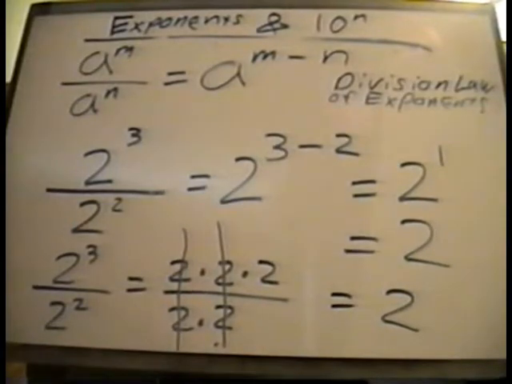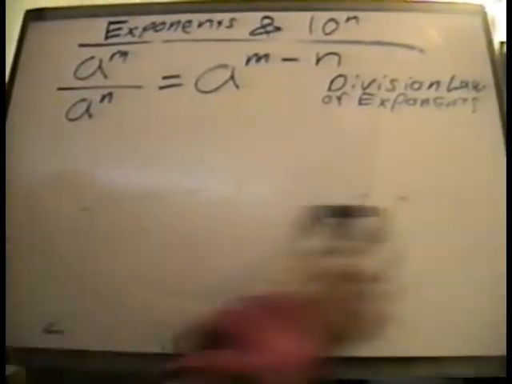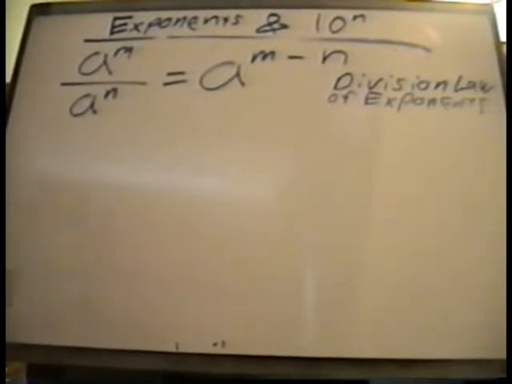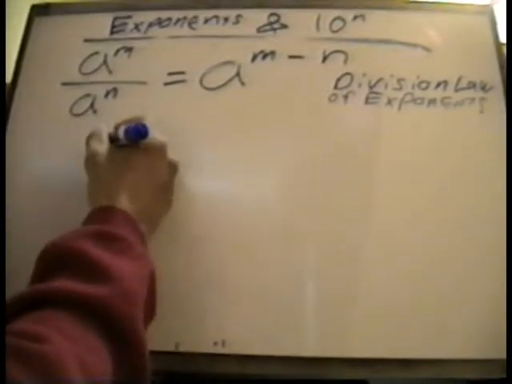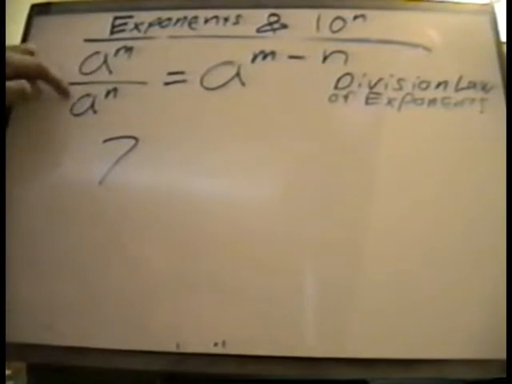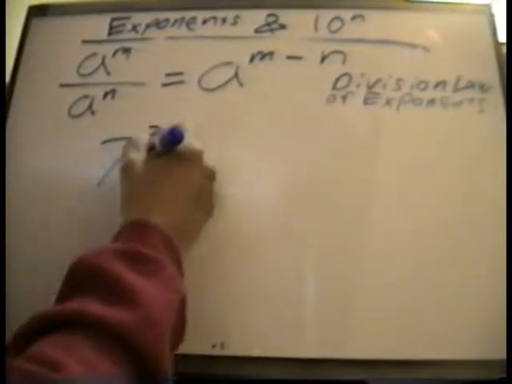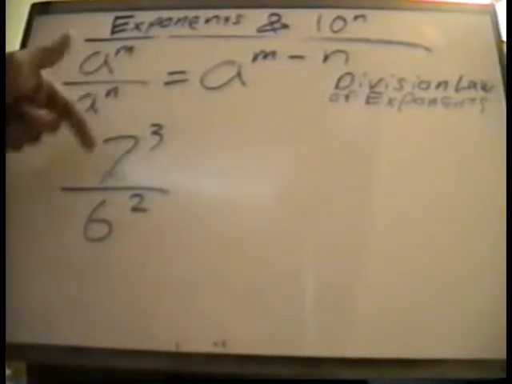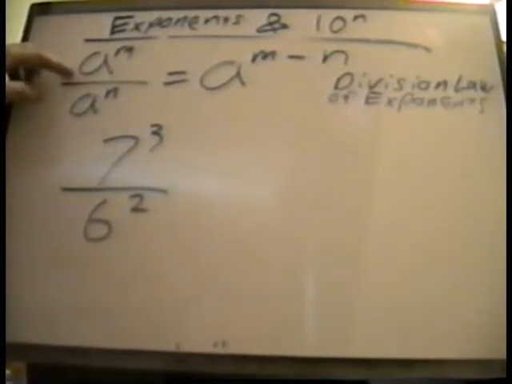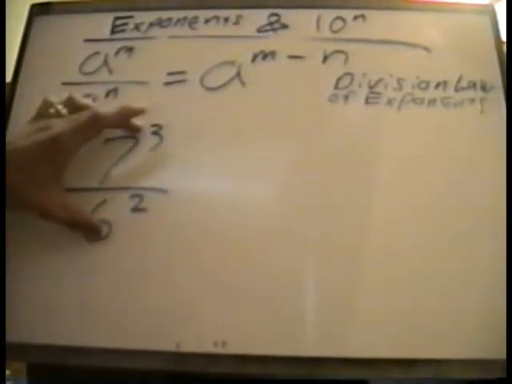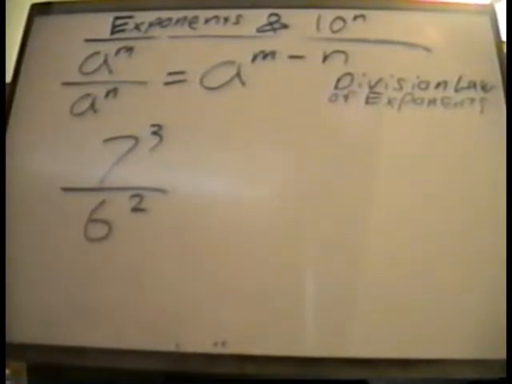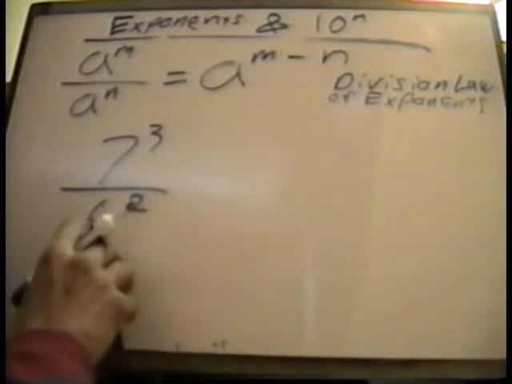This still works the same way even if you have negatives in the exponent. Now remember, they have to have the same base. For something like this, the rule does not apply, because for these two exponents the bases, which are 7 and 6, are not the same. These laws only apply to exponents of the same base.